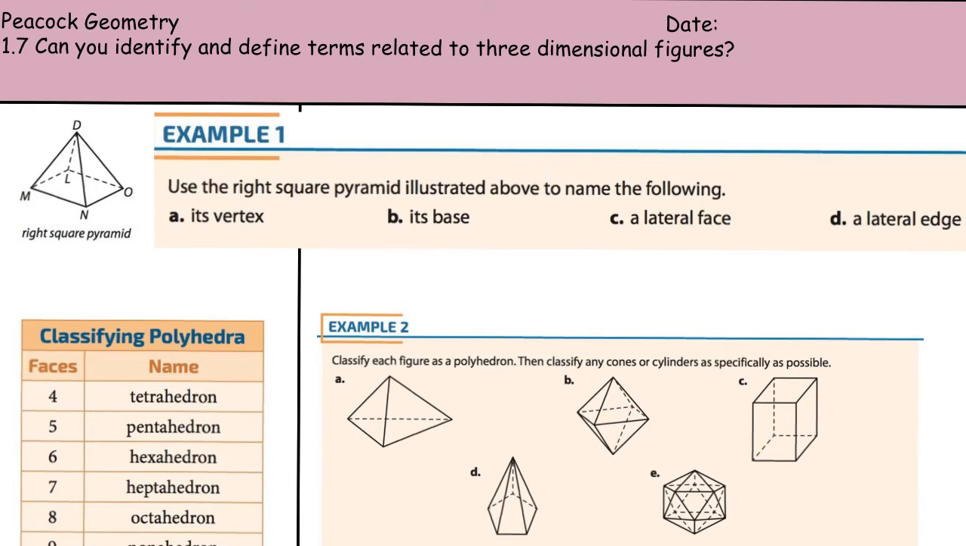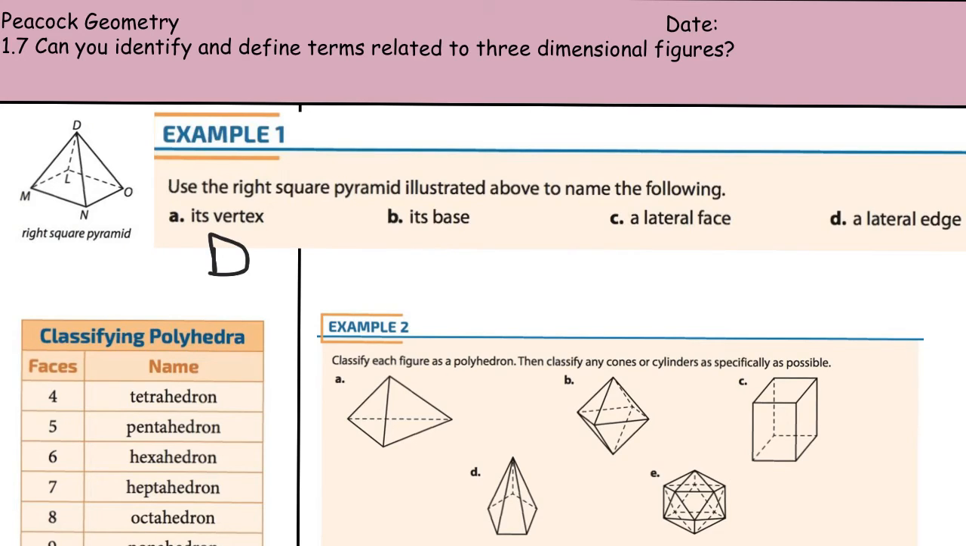So let's look at this next slide real quick. Let's look at example number 1. Use the right square pyramid illustrated to the side to name the following. Its vertex. Its vertex would be point D. That point up at the top that's not on the same plane. All right, so D.